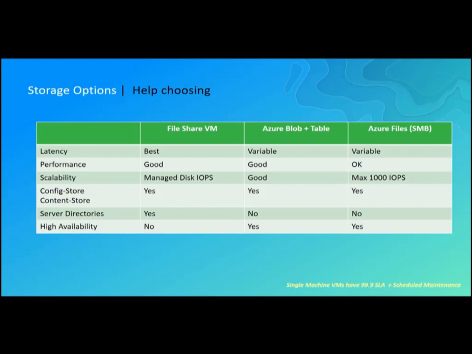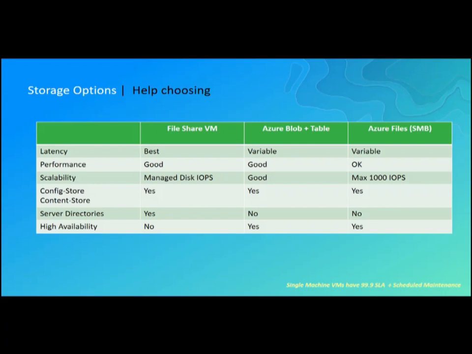Azure Files, as I mentioned, is a single partition within Azure storage. It is today limited to 1,000 IOPS per second, which meets a lot of workloads, but depending on your use case, may not be the best option. In terms of what you can store on these options, the ArcGIS Server config store and the Portal content store, you can store them on the file share, Azure Blob, or Azure Files. All three of them support the config and content store.